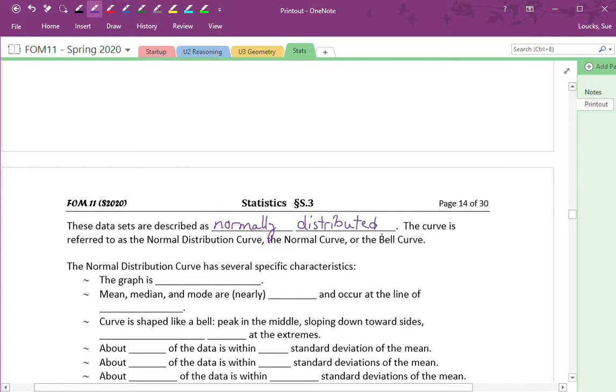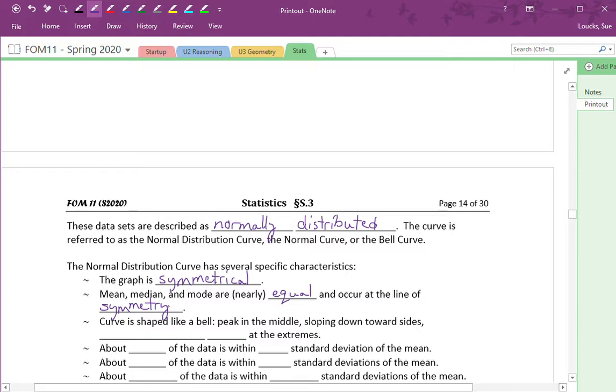The curve is referred to as the normal distribution curve, the normal curve, or the bell curve, because it kind of looks like a bell. The normal distribution curve has some specific characteristics. The graph is symmetrical. Mean, median, mode are nearly equal and occur at the line of symmetry. And the line of symmetry is where you would fold it in half, right in the middle.